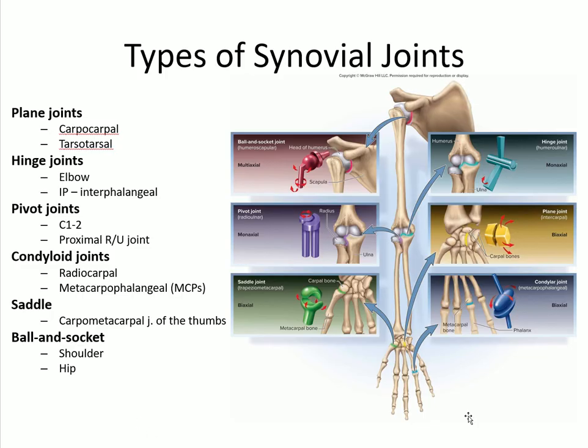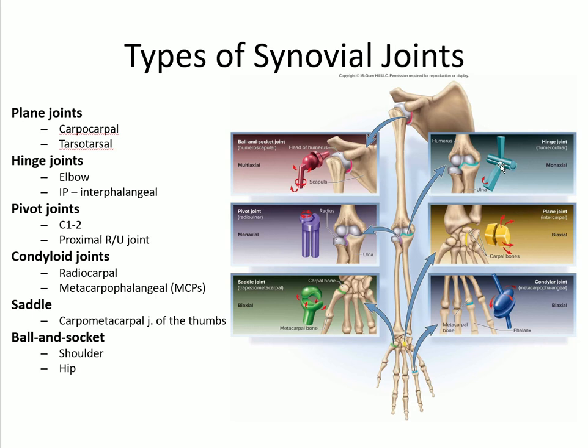Hinge joints. So hinge joint is right here. It does exactly what it sounds like. Think door hinge. These are going to be in our elbow. These are going to be in our IP. You're going to see IPs a lot. IP stands for interphalangeal, and that just means between the phalanges, so between the fingers. So think bending of the finger. That's a hinge joint as well.